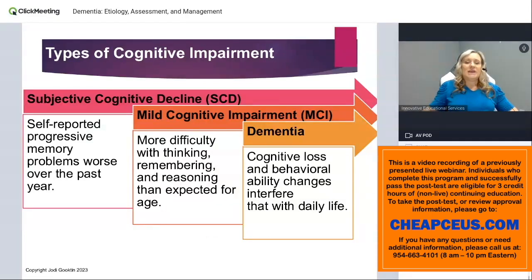That was just our baseline. So, when we look at the different types of cognitive impairment, subjective cognitive decline comes first. That's when an individual just reports, I'm just not remembering things as well. These are individuals that just have that self-report. There may not be anything else specific we can attribute that to.